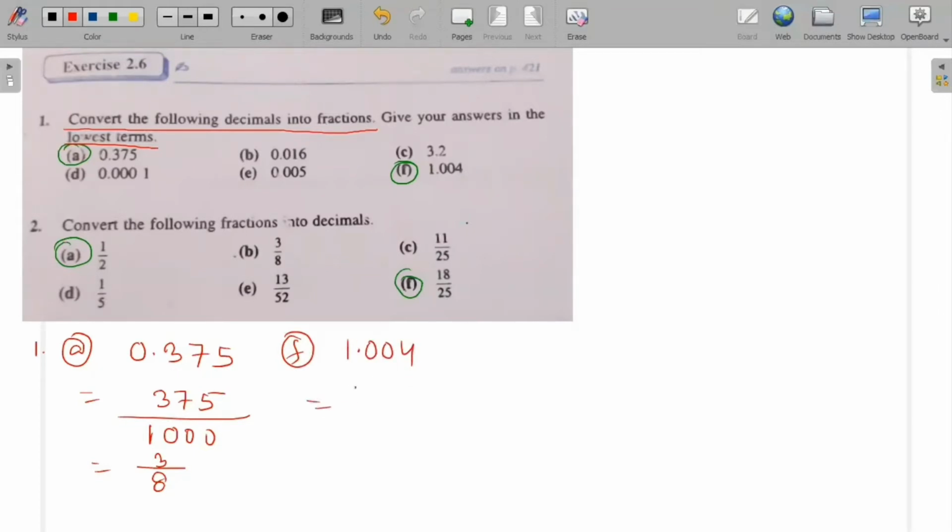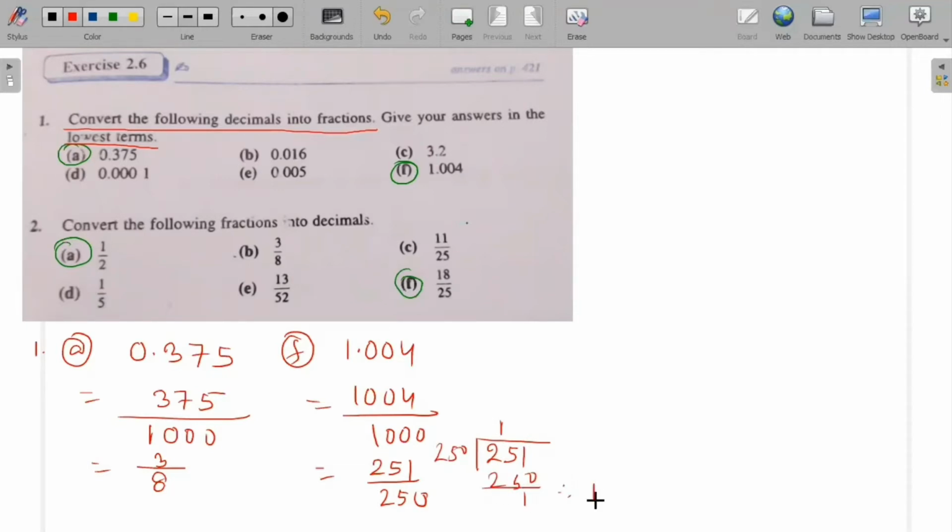Now let's see f. 1.004. So it becomes 1004 divided by 1000. Now what should it be? 251 by 250. But keep it in your mind, this is an improper fraction. It is not good practice to give the answers as an improper fraction. So divide it, and your answer should be 1 whole 1 by 250.